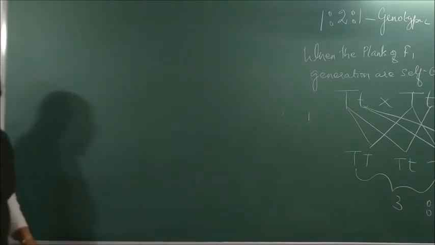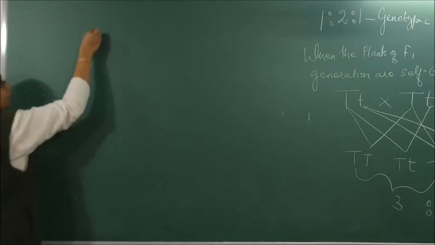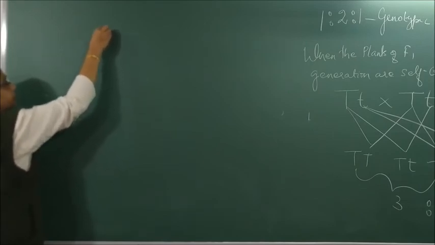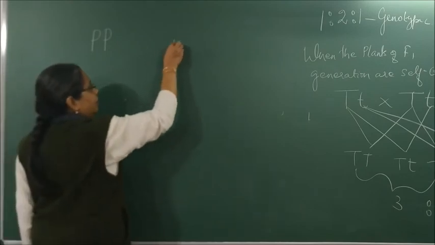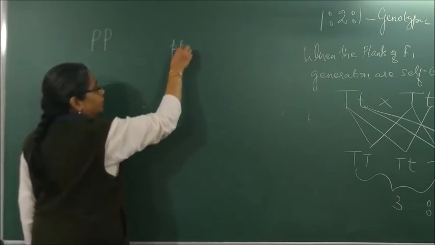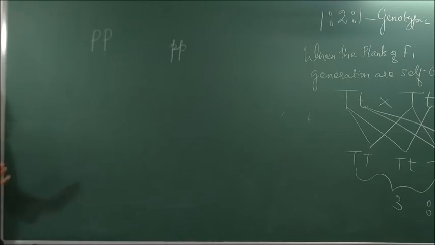Let us say the parent plant which is dominant, purple flowers, is capital PP. And the white plant will become small pp. Clear? Understood? And now do the cross again. You can do it the same way. Please write the steps and do it.